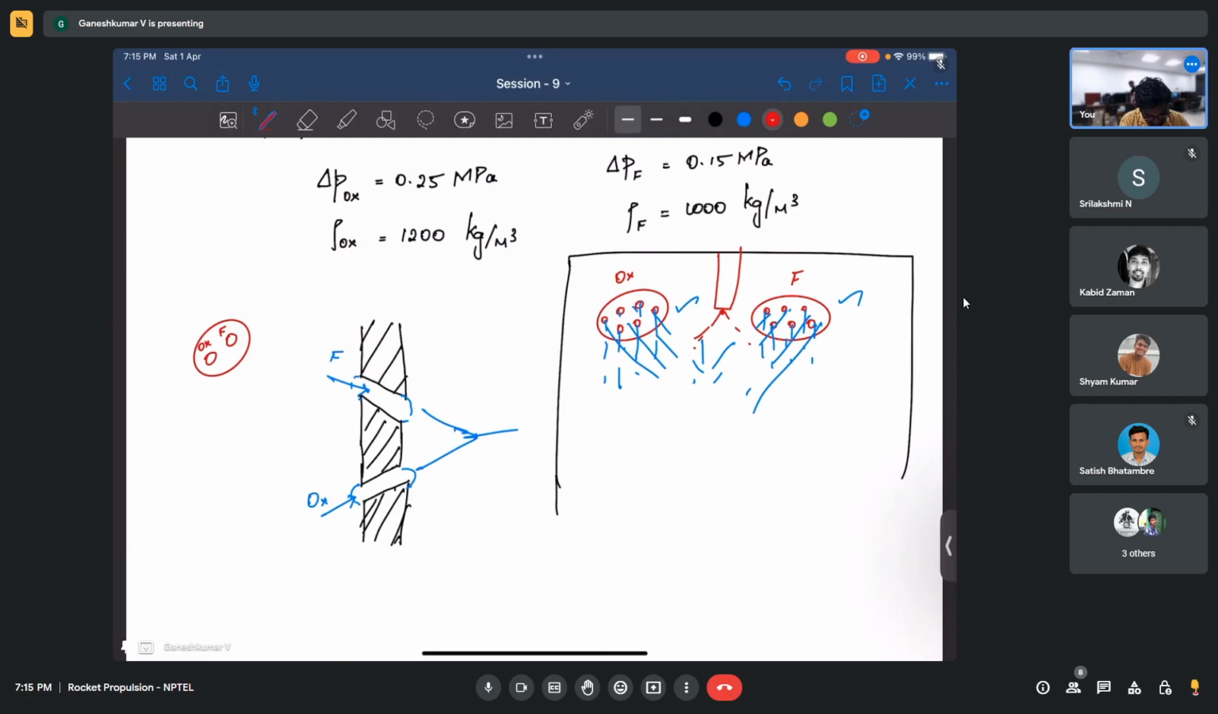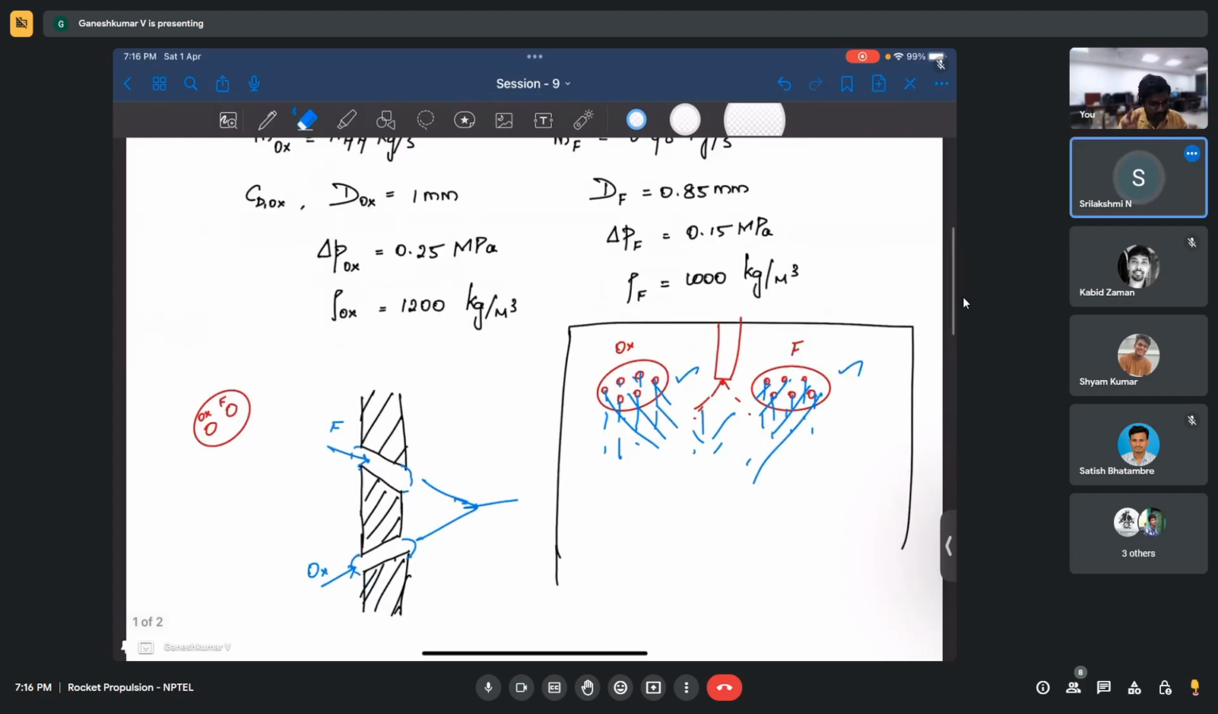Okay. Coming back to Sri Lakshmi's question, is that clear, Sri Lakshmi? We have two separate injectors. Yes, I didn't realize it was two separate manifolds. Okay, this is clear now. All right.